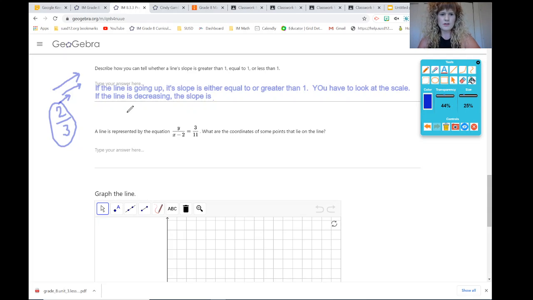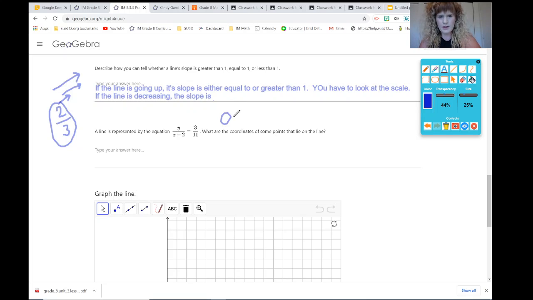So actually, there's 3 categories. We could have a slope that is greater than 1. I'm going to put it here. A slope that is greater than 1. Like this. There we go. I'm forgetting what to do with my marks. I never thought about writing it out like this.